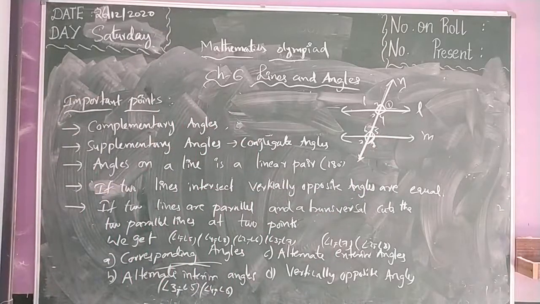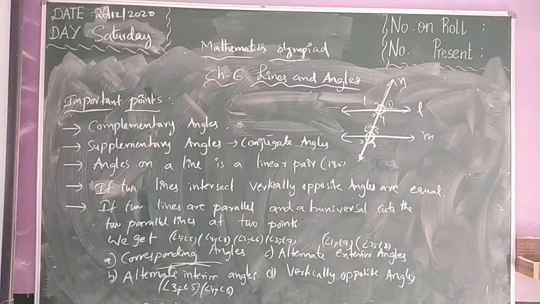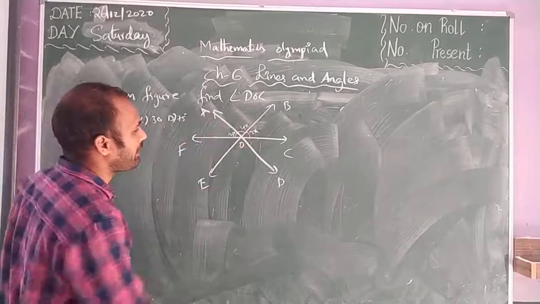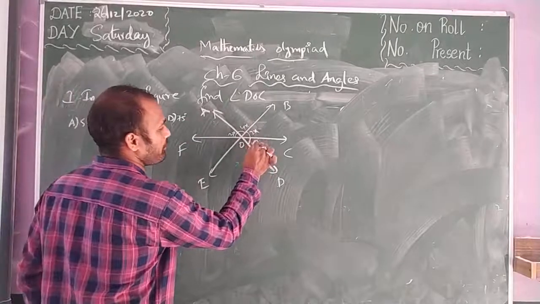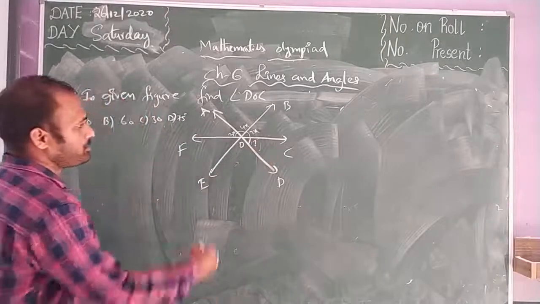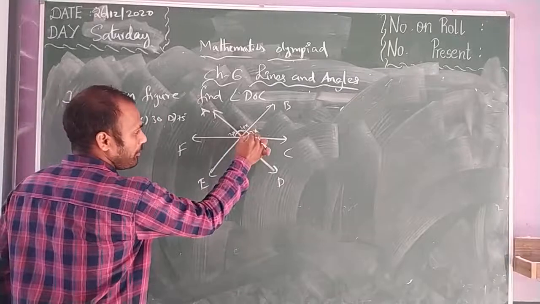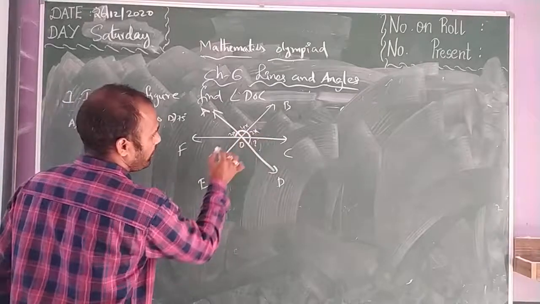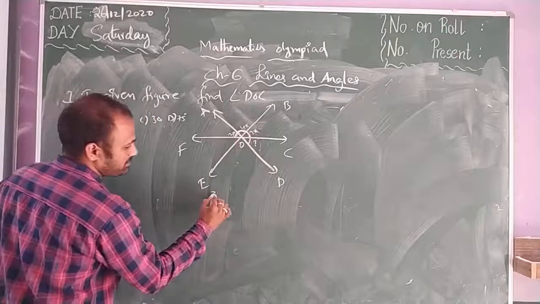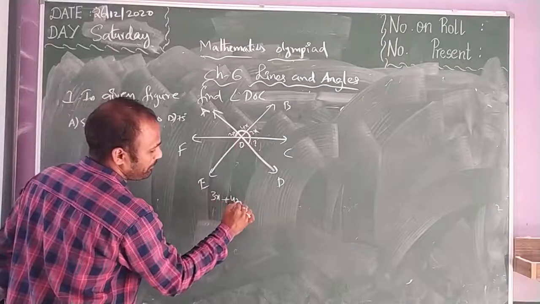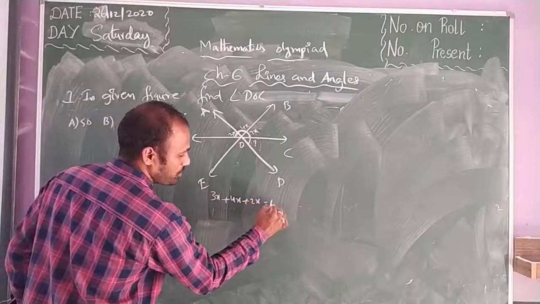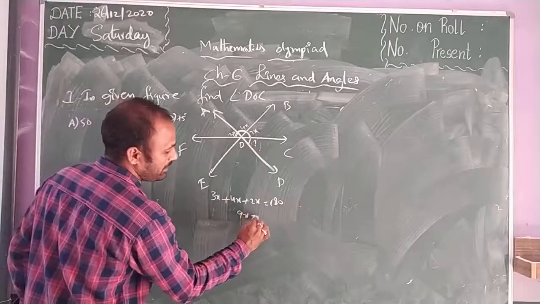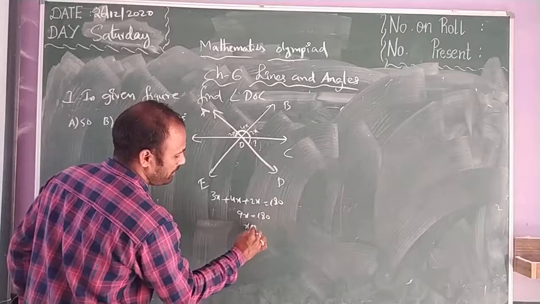Now let us see some exercise questions. Let us see this first question. In the given figure, we need to find angle DOC. This value we need to find, question mark. We know that angles on a line form 180 degrees. So this is forming a linear pair: 3x plus 4x plus 2x is equal to 180. 3 plus 4 is 7, plus 2 is 9. So 9x is 180, so x will be 20 degrees.